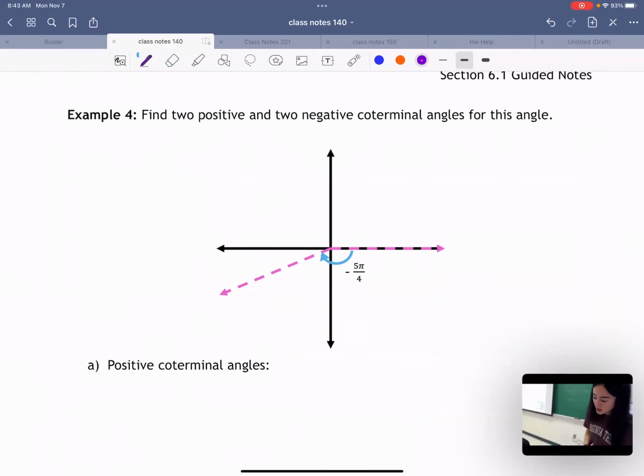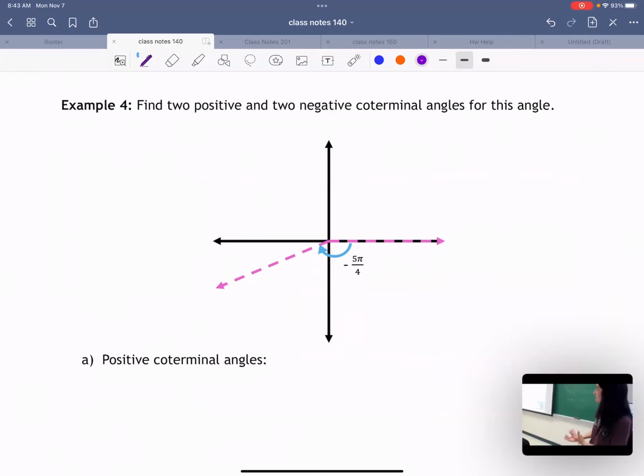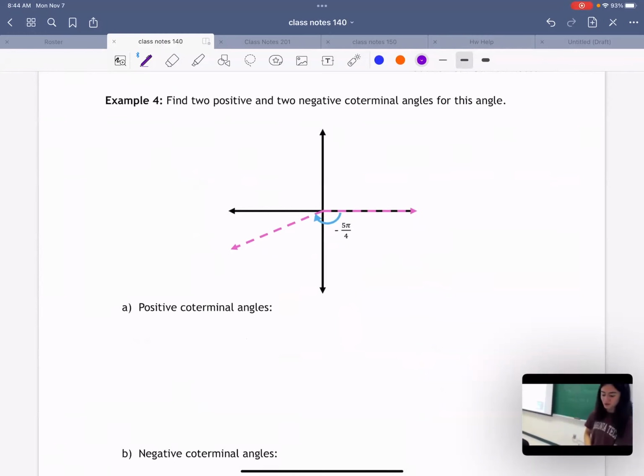So this angle is negative 5 pi over 4. It goes in the clockwise direction, so it's negative. Let's think about how we're going to find the coterminal angles here. How do you think I can find a positive coterminal angle? Add or subtract 2 pi. In this case, we want a positive angle, so we should add 2 pi. Just like we added and subtracted 360, now we're doing it with 2 pi.